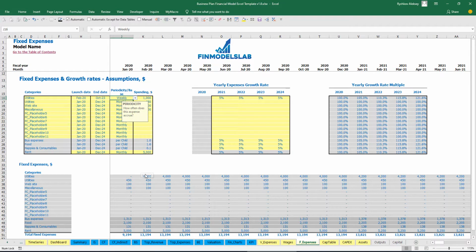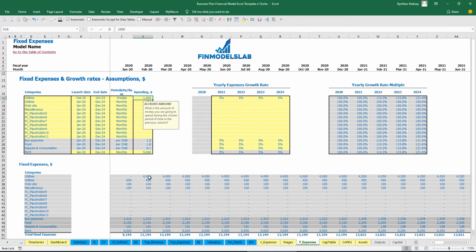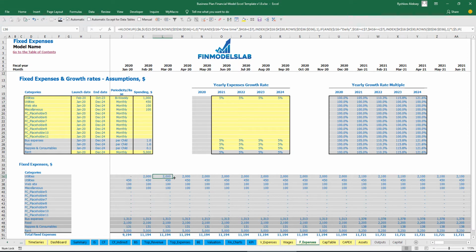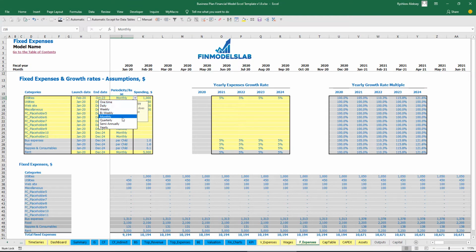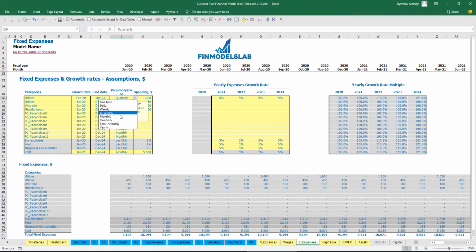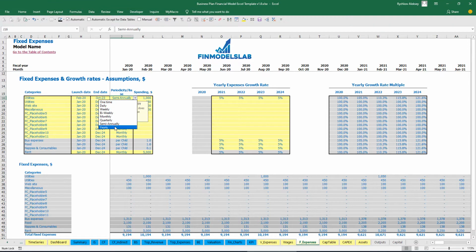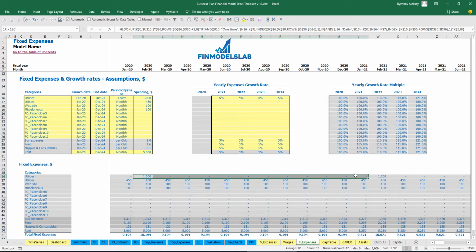If you select weekly, it will show you 4 payments each month. So 4 multiplied by 1000 is 4000. If you select bi-weekly, you will have 2 payments per month, which is 2000. If you select monthly, it will be 1000. Quarterly, you will have 1000 each quarter starting from February. If you select semi-annually, you will have 1000 each half a year. And the last option is yearly, you will have 1000 once per year.